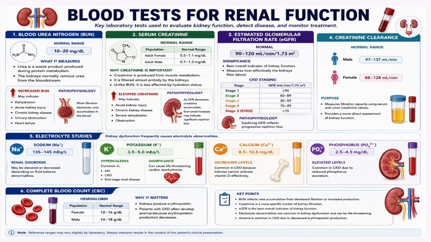Now, estimated glomerular filtration rate, as we call it, the eGFR, is considered the best overall indicator of kidney function. And it's used to stage chronic kidney disease. And we're going to talk more about that when we talk about chronic kidney disease in our next lecture. Electrolyte abnormalities, especially hyperkalemia, too much potassium, are common in kidney disease and become life-threatening.